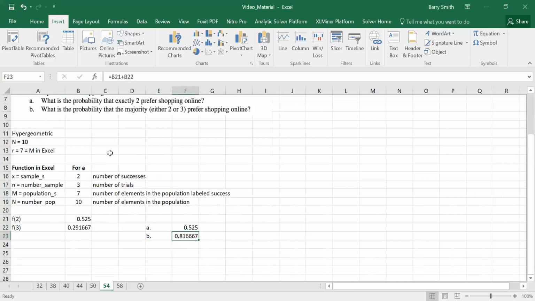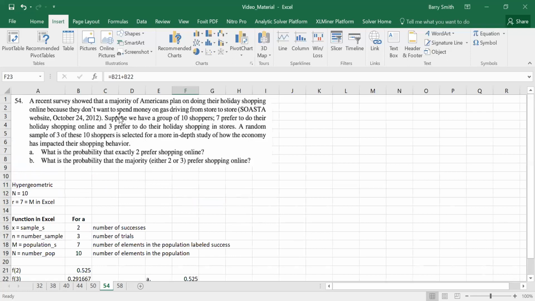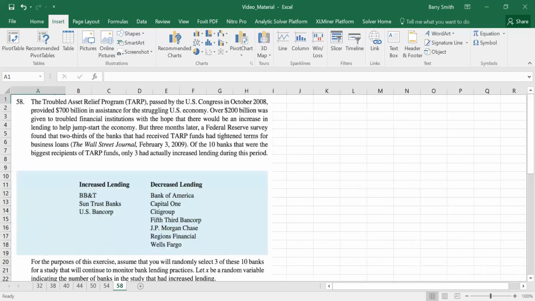Okay, and so that's going to be the probability that either 2 or 3 prefer shopping online. So again, that's the hypergeometric and how we're going to use that using Excel functions. And then our last one is a little longer.